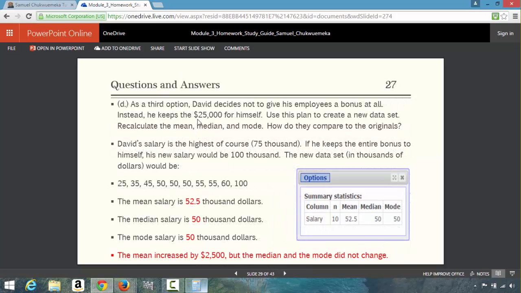As a third option, he decides not to give his employees a bonus at all. He keeps the 25,000 for himself. So his original salary was $75,000. If he keeps the 25,000 for himself, it becomes $100,000. If you recalculate the mean, median, and mode, it gives you this. You will notice the mean is 52.5. Median and mode didn't change.